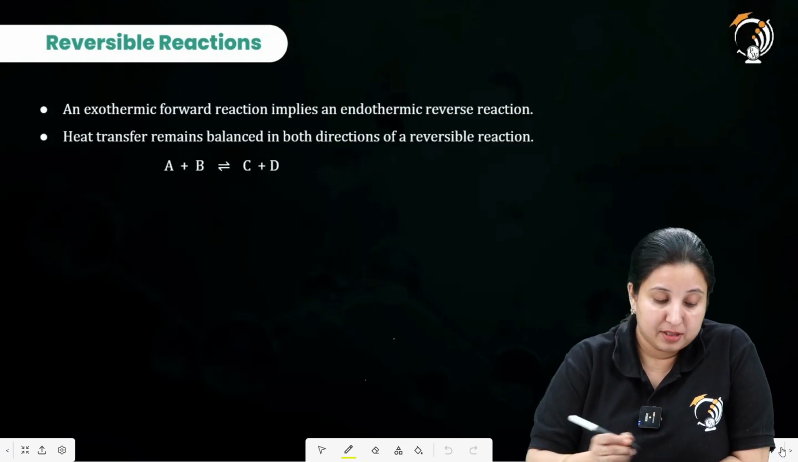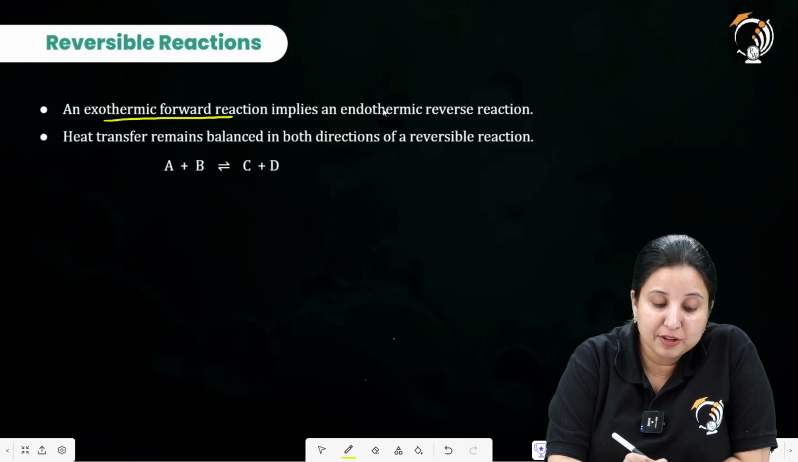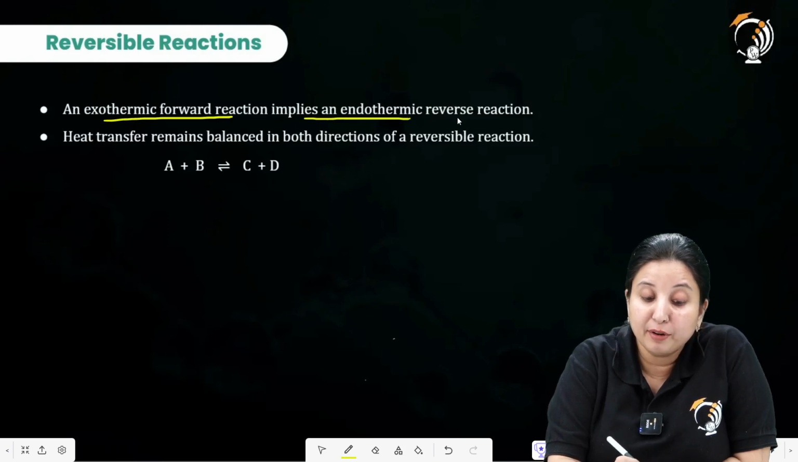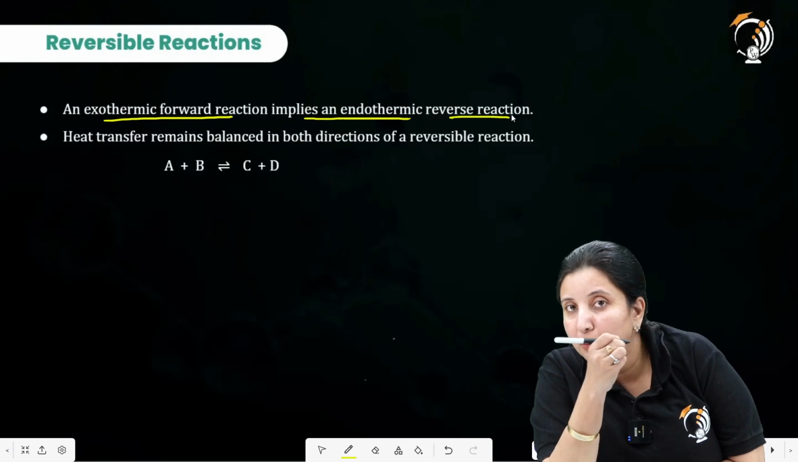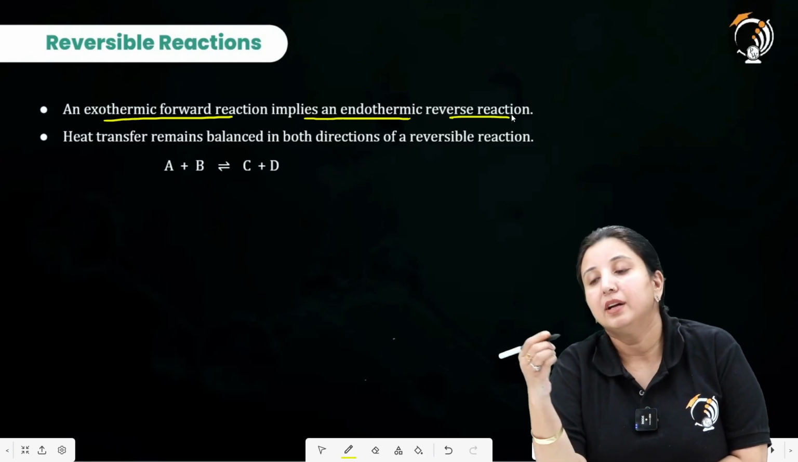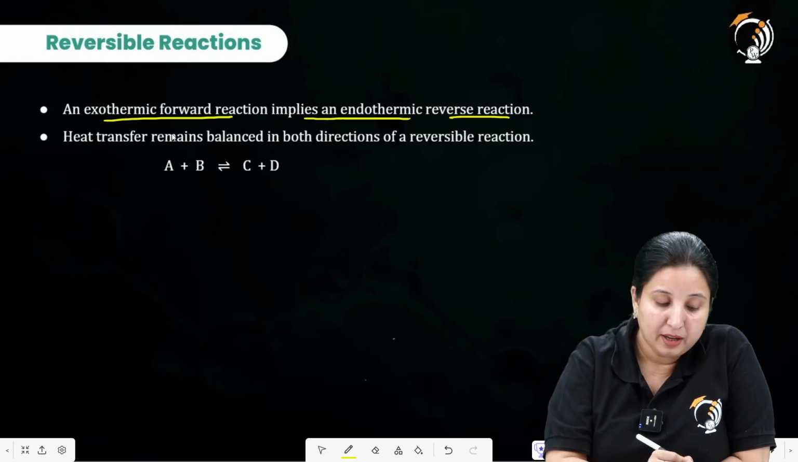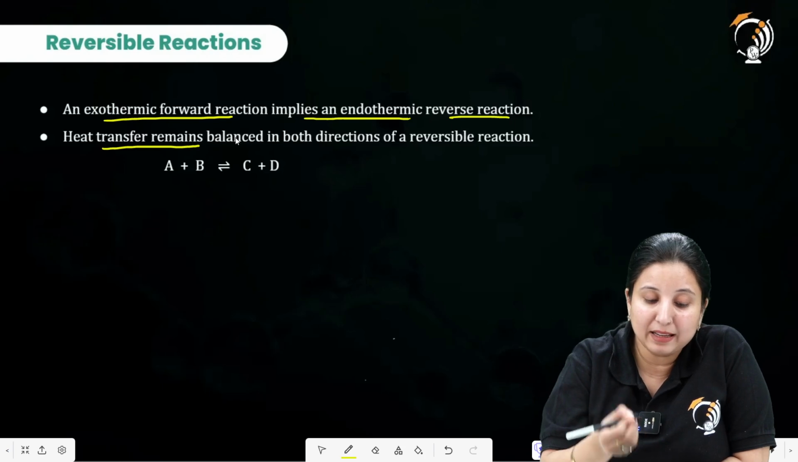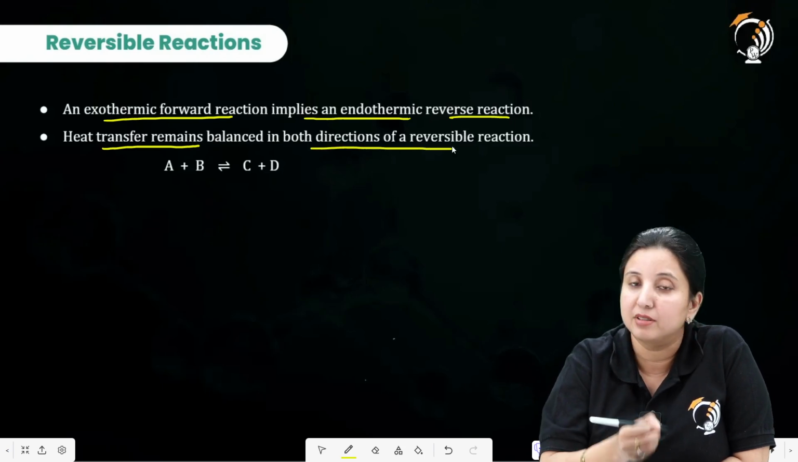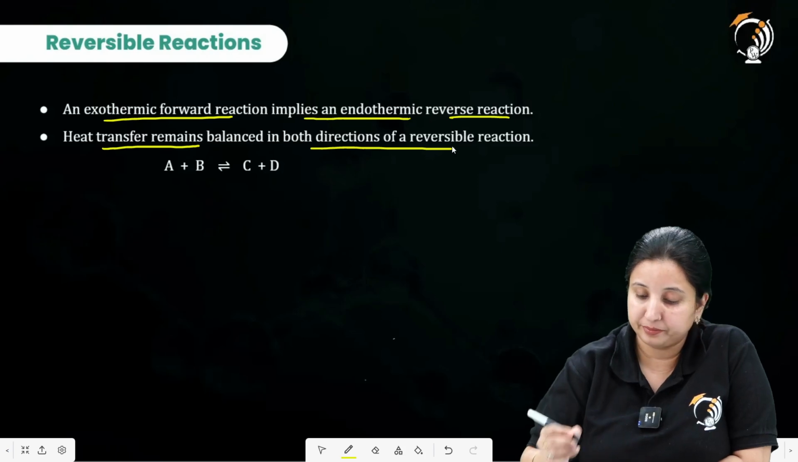Reversible reactions. An exothermic forward reaction implies an endothermic reverse reaction. Means if your forward reaction is exothermic, then the backward reaction is going to be endothermic, and heat transfer remains balanced in both directions of the reversible reaction.